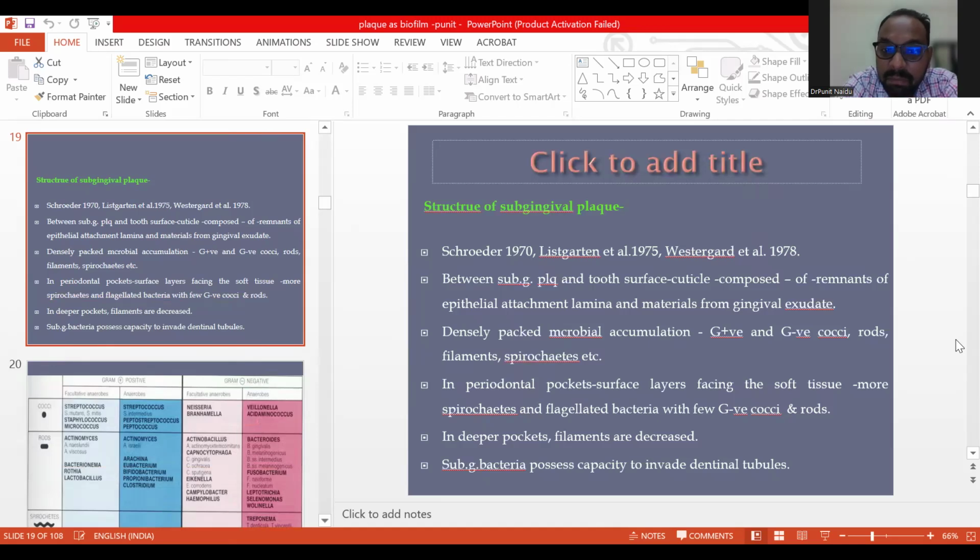Subgingival plaque is a densely packed microbial accumulation, which includes gram-positive and gram-negative cocci and rods, filaments, and spirochetes. In periodontal pockets, the surface layer facing the soft tissue has more spirochetes and flagellated bacteria with gram-negative cocci and rods. In deeper pockets, the number of filaments is decreased. And these subgingival bacteria possess the capacity to invade dentinal tubules.